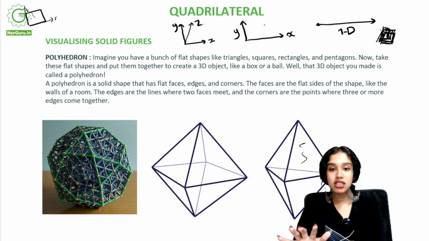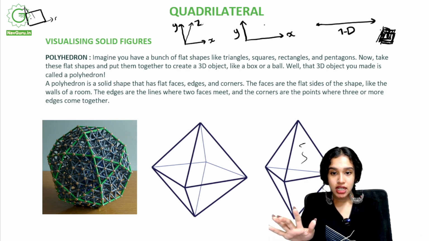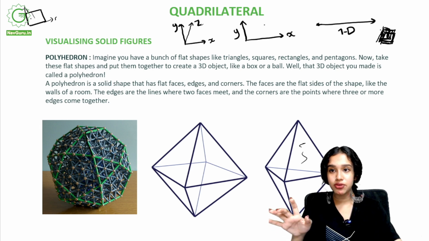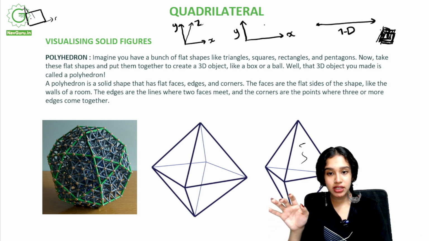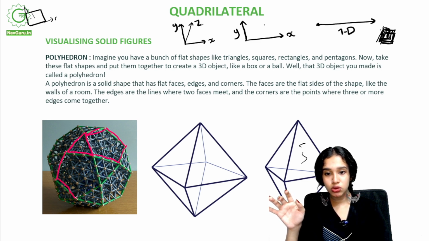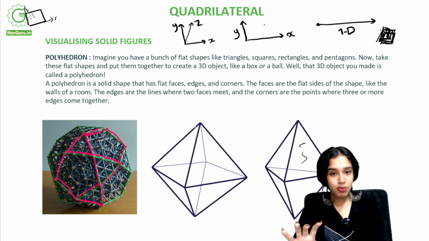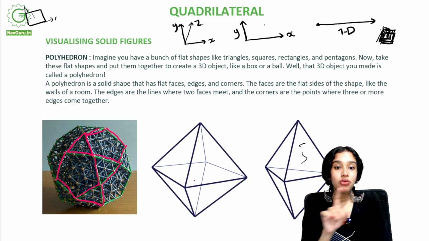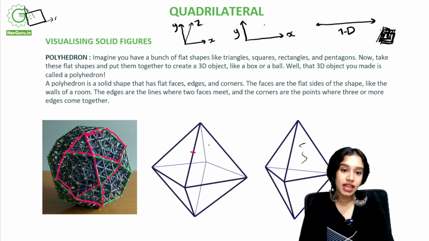Just like here, this is a very complex polyhedron, right? But this has a pentagon face. One of its faces is a pentagon: 2, 3, 4, 5. This face is a triangle, right? Now this face is 1, 2, 3, 4, another pentagon. Now this is a triangle. So this is a mixture of pentagons and triangles, right? So a polyhedron would have flat faces, then we have edges for this.